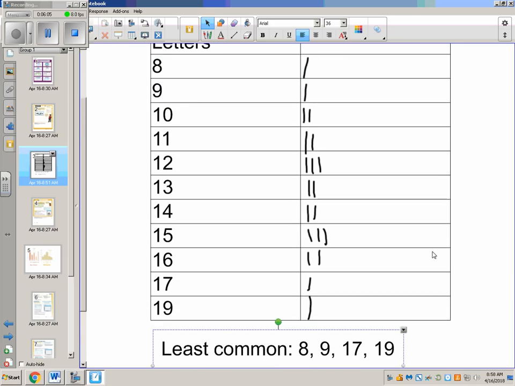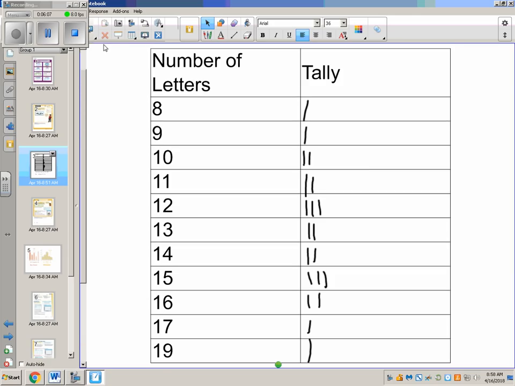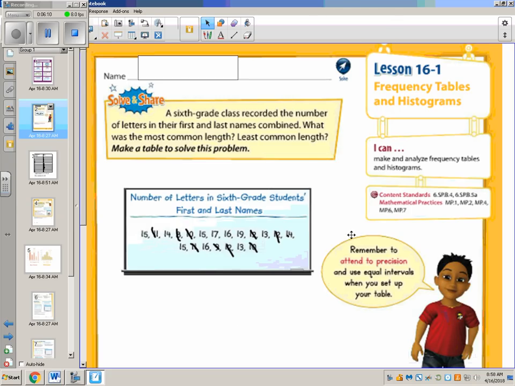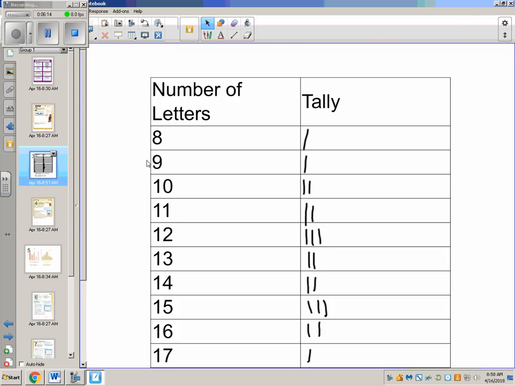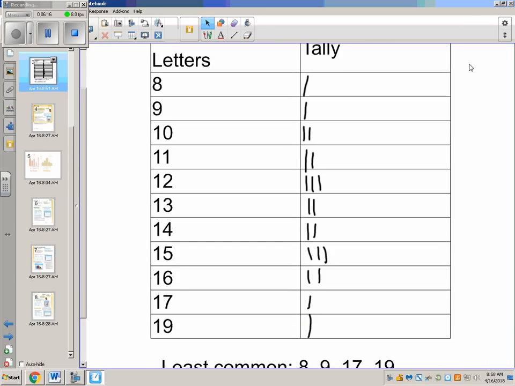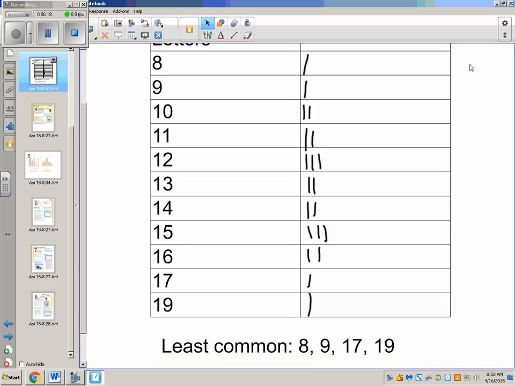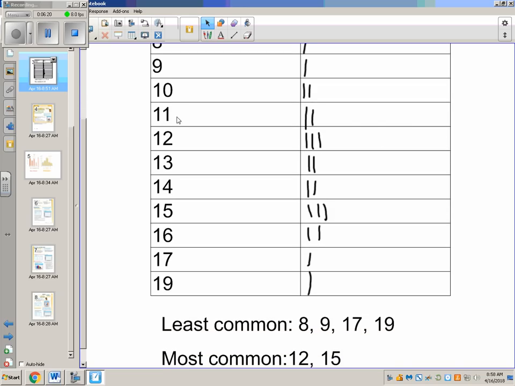So if you need to pause the video to get this chart down, feel free to do so now. I'm going to go ahead and look back at the look back problem. So you guys can fill in that chart right there. Again, it's right here if you need to pause the video and get that down. I'll kind of leave it right there.